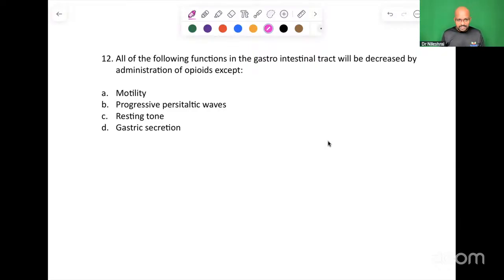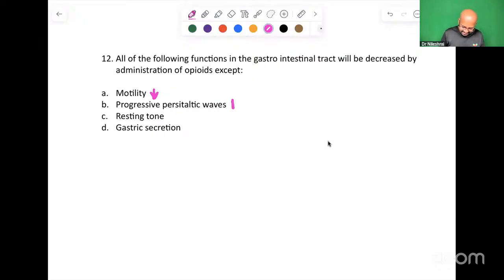Except, please note it down, your GI motility will be decreased. That's why patients will land up in, I'm getting option A, option D. Okay, we'll look into the options, don't worry. Motility will be decreased, guys. The question is all of this will be decreased except, which means it is going to be increased in those cases. Motility will be decreased, so patients will land up in constipation.